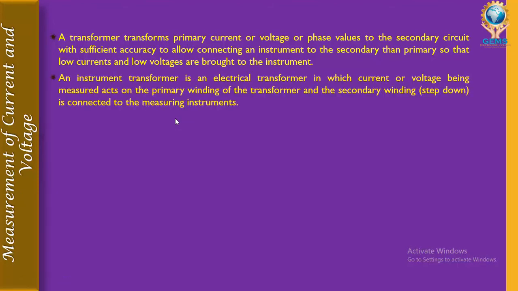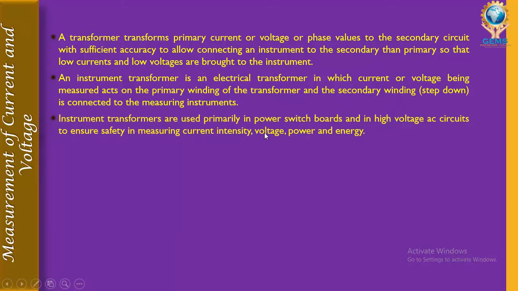An instrument transformer is an electric transformer in which the current or voltage being measured acts on the primary winding. So the main supply is given to the primary winding of the transformer, and the secondary winding, or the step down voltage or current, is given to the measuring instrument. Instrument transformers are used primarily in power switchboards and in high voltage AC circuits to ensure safety in measuring current intensity, voltage, power and energy.